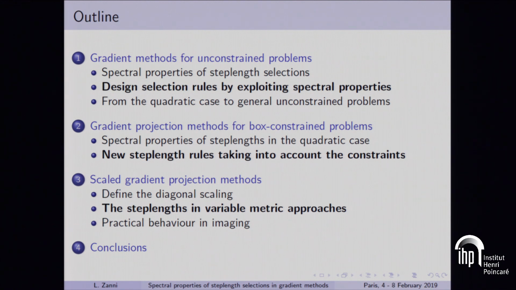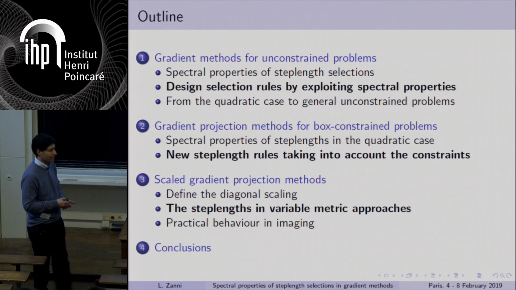I will start by recalling some well-known basic ideas on which the standard step-length selection rules in the unconstrained case are based. Then I will try to explain how, in my opinion, these step-length rules need to be modified in order to work efficiently also in the case of constrained problems. Finally, I will consider some possible generalizations of these ideas to scaled gradient projection methods that are, in my opinion, very important in imaging applications.